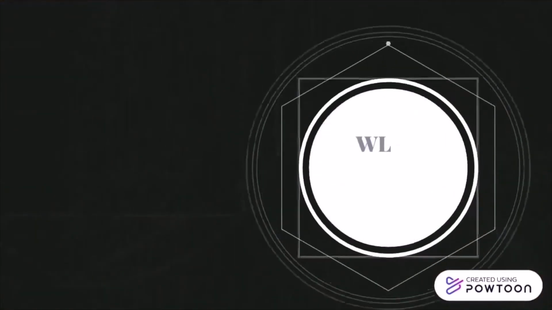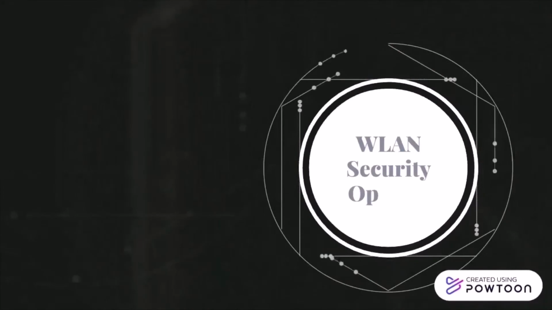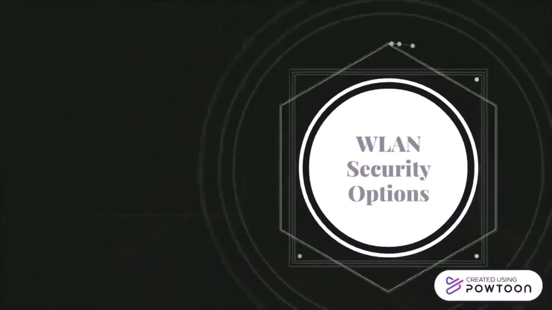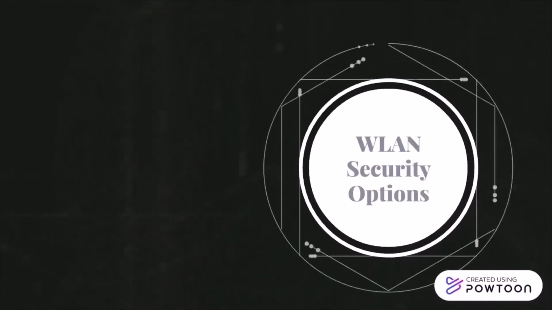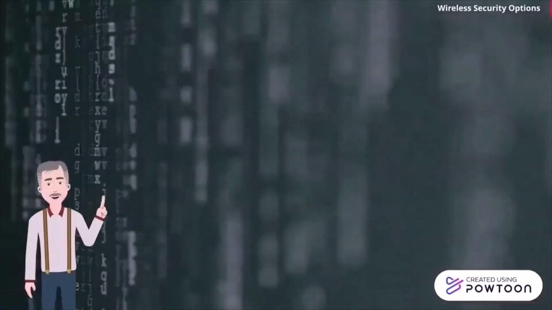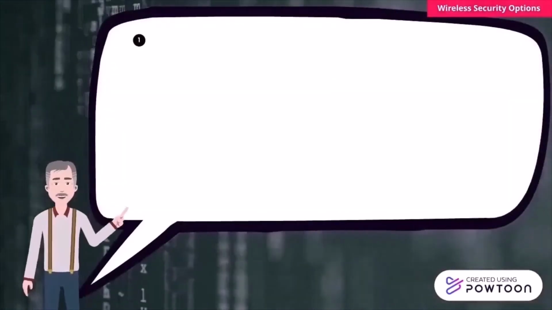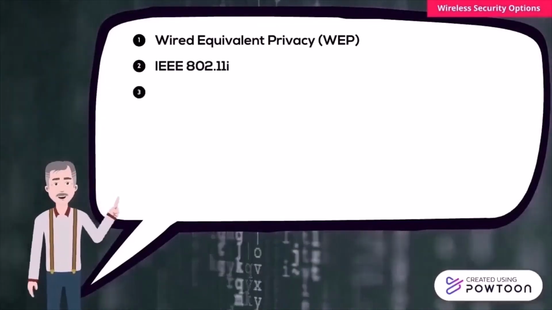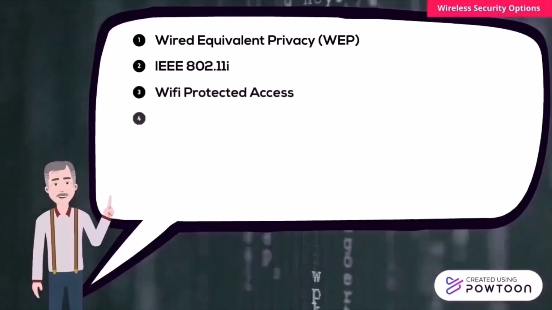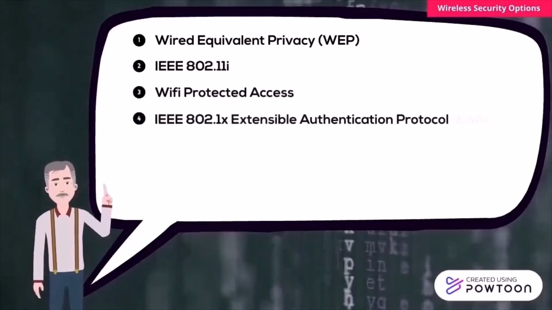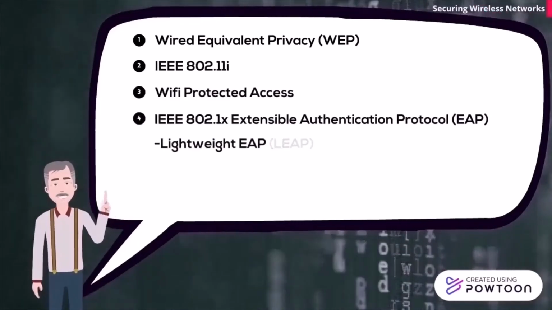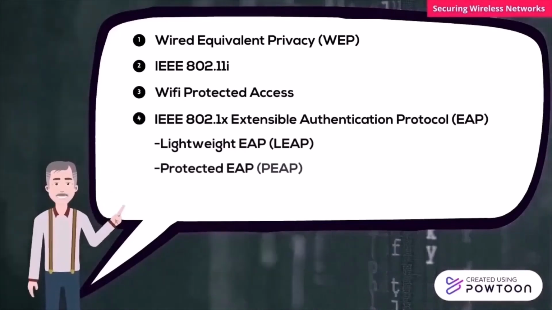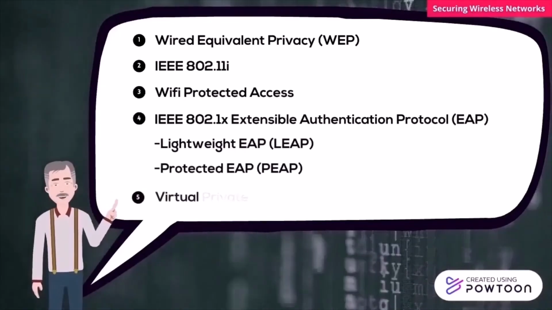Next is wireless security options. There are 5 options: Wired Equivalent Privacy (WEP), IEEE 802.11i Wi-Fi Protected Access, IEEE 802.1x Extensible Authentication Protocol (EAP), of which there are 2 types, Lightweight EAP and Protected EAP, and Virtual Private Network (VPN).